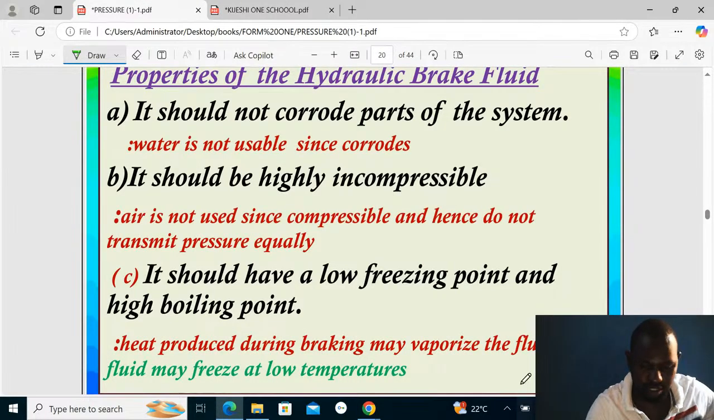Should have low freezing points and high boiling points. The purpose of this one, heat produced during braking may vaporize the fluid, and fluid may freeze at low temperatures. So now we have been given an elaborative reasoning.